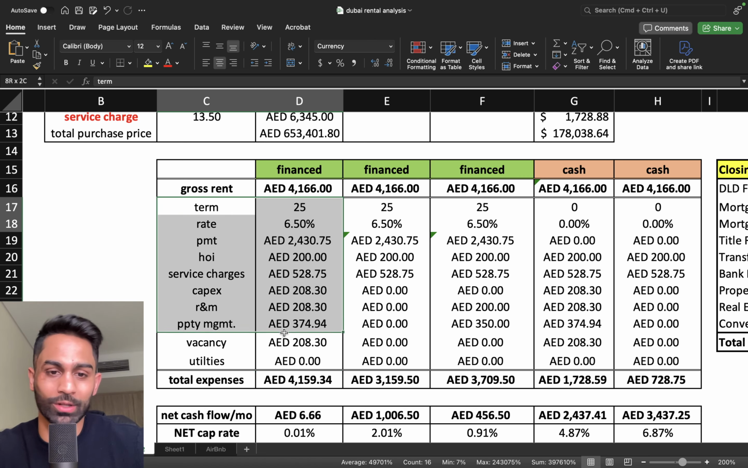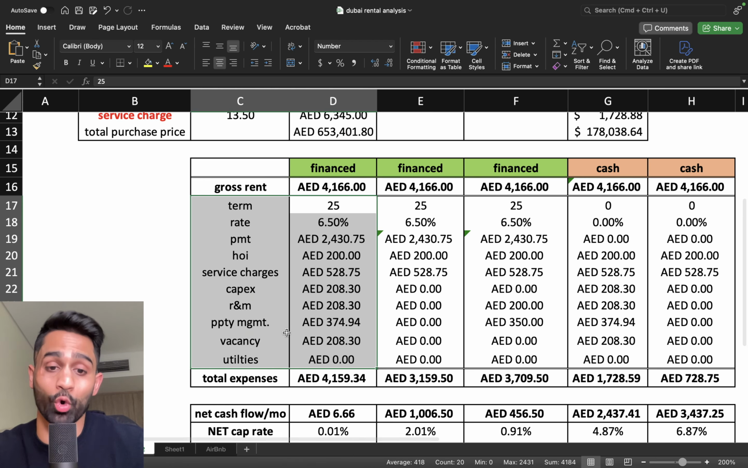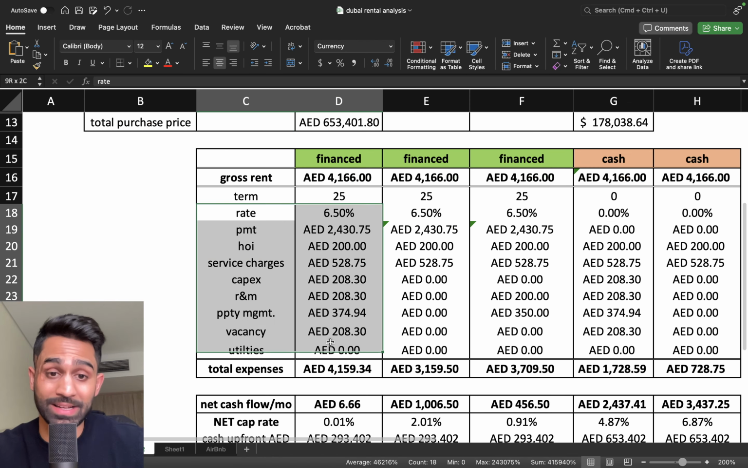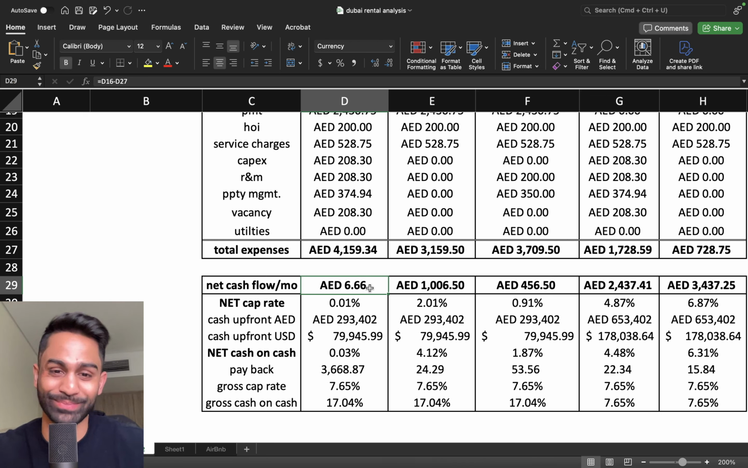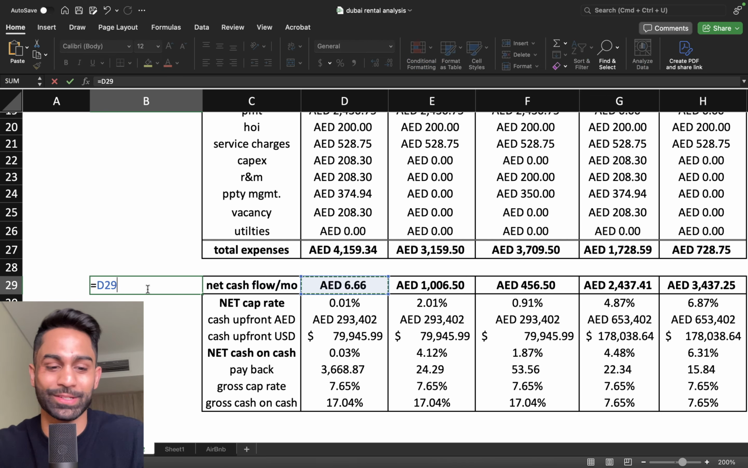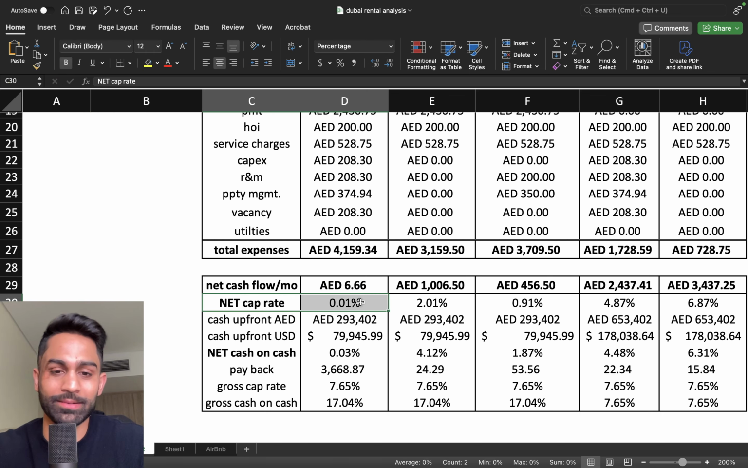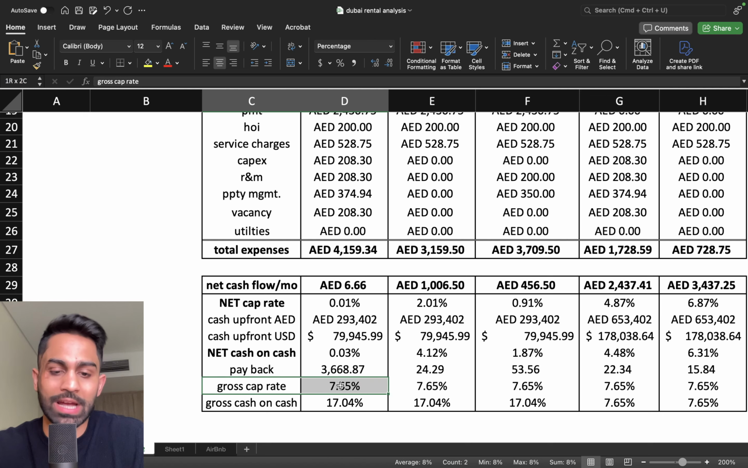So once you've accounted for all these expenses, right, this is basically an expense sheet. You're essentially accounting for all the expenses to own a property here in Dubai. So at a 600,000 purchase price, with a 40% down payment and all the closing costs and expenses accounted for, the net cash flow for this property was a little bit over 6 dirhams. That's nothing. If you do the math here, divided by 3.67, that's about $1.82 per month. So net cap rate flat, right? You're breaking even, you're not making any money, and net cash on cash also 0.03%, practically nothing. And the gross cap rate 7.65%.